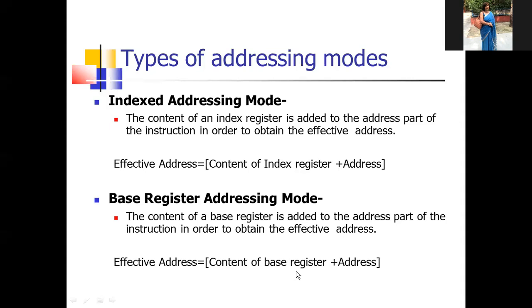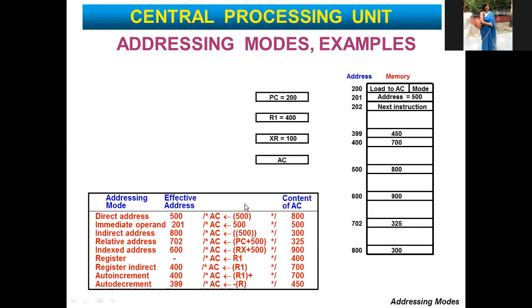The contents of base register are added to the value of the address part of the instruction in order to get the value of effective address. Fine. Now this is an example.